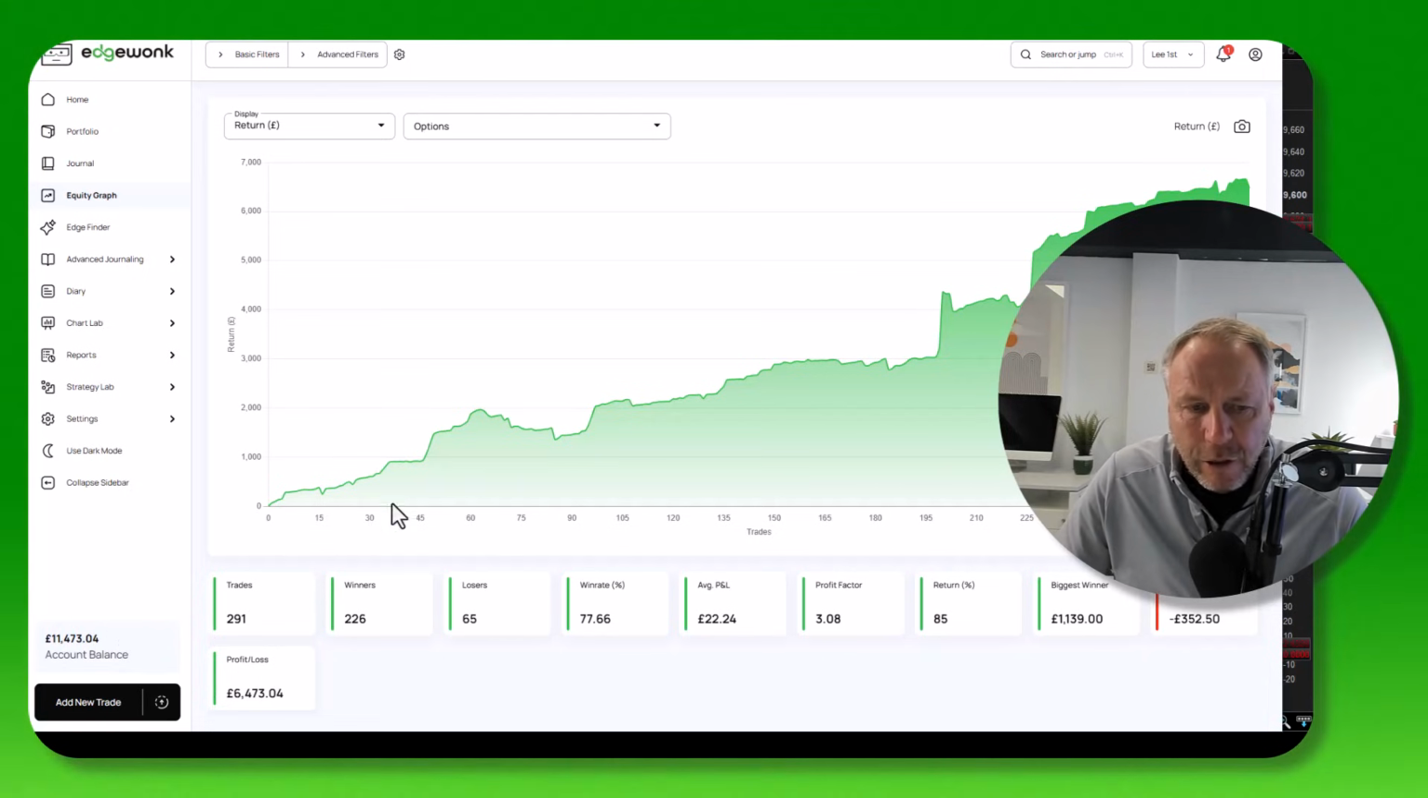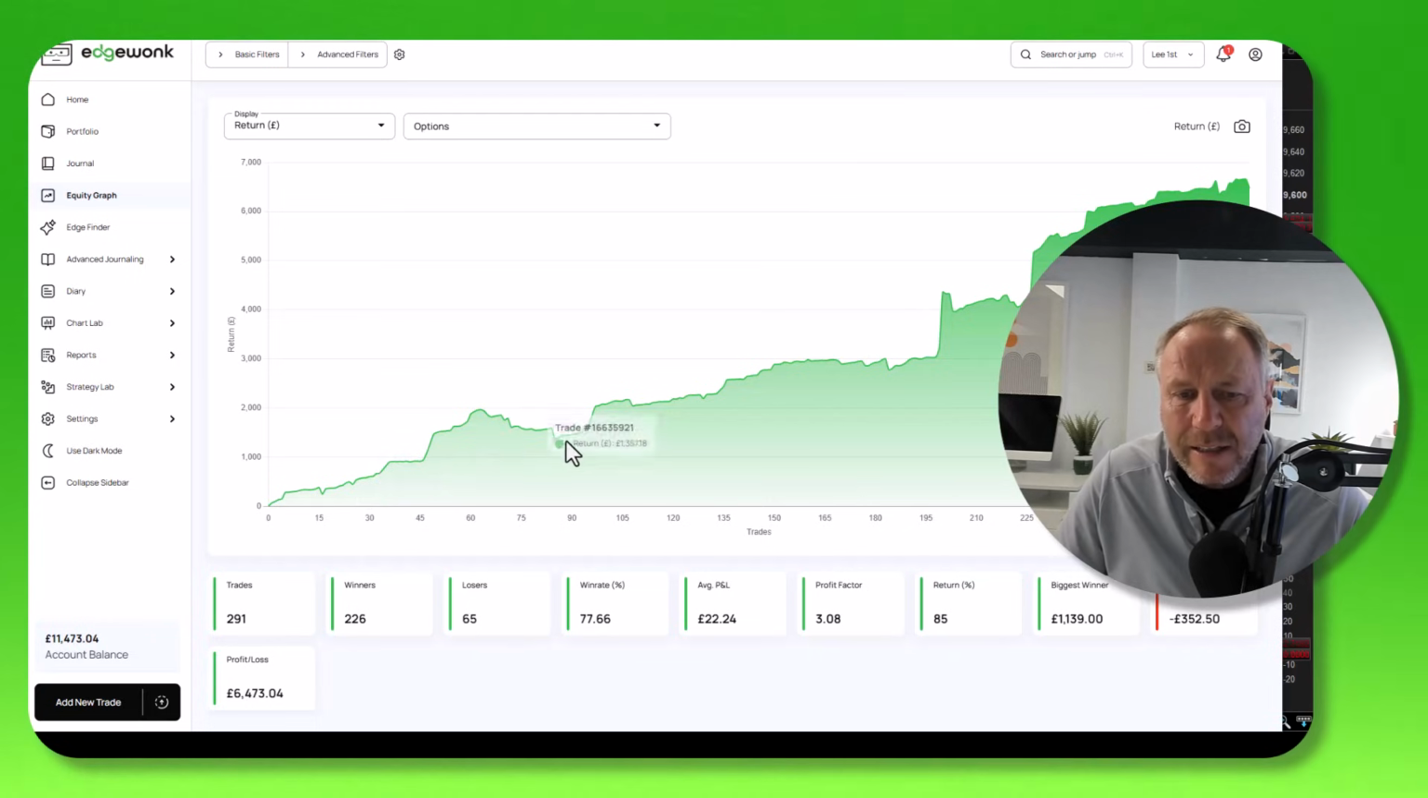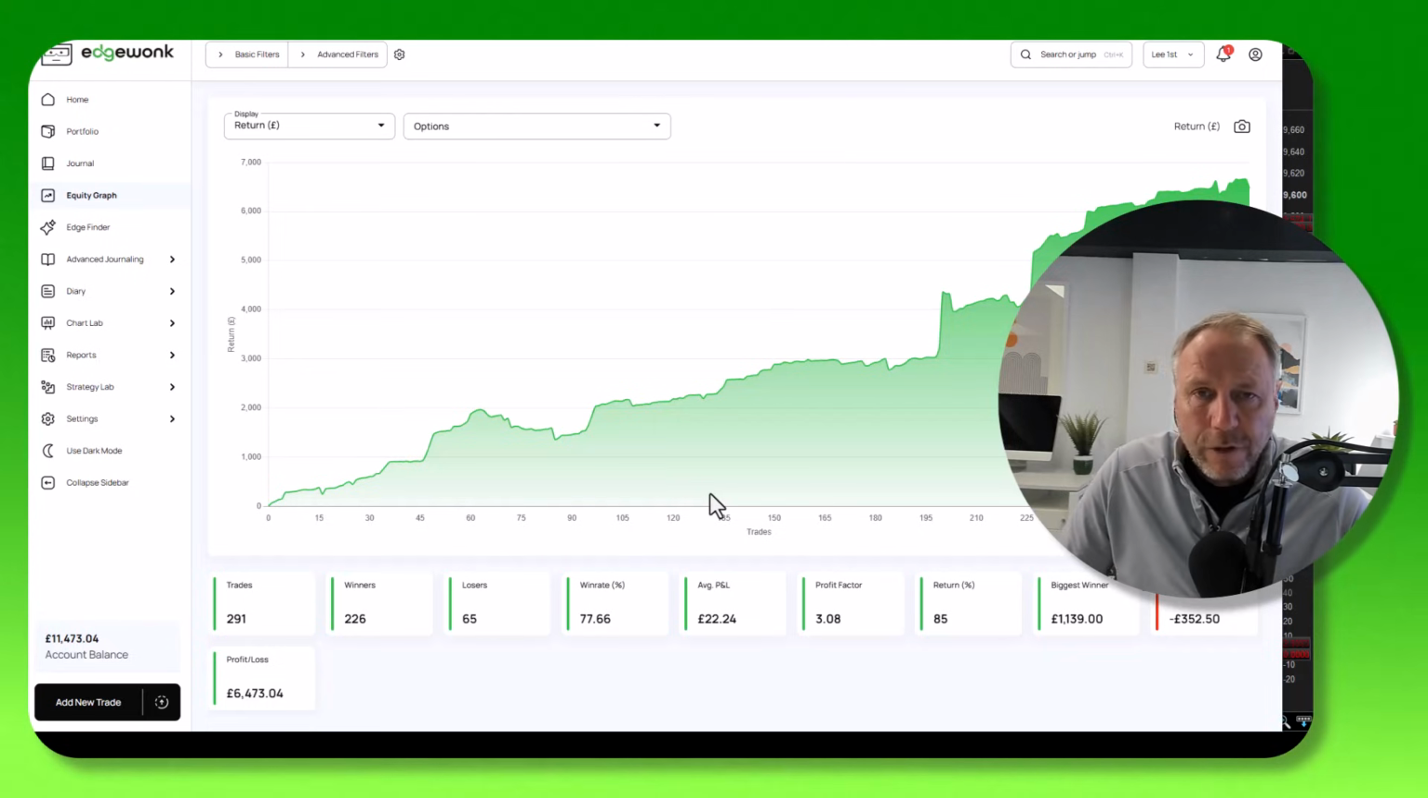Okay, and look at this equity curve, because I see this all the time. I see that the equity curve is growing and suddenly a big spike down. That one trade that you just didn't follow the strategy, you didn't follow the rules, and it blew out all your money that you made previously.